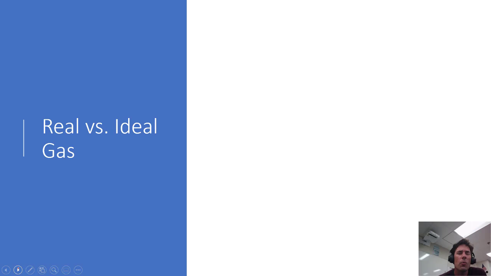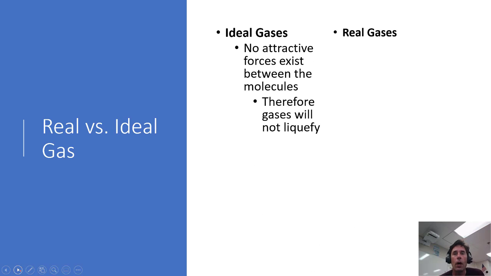Now, we don't live in an ideal world. We live in the real world, where bad things happen to good people, let's just say. But let's just say that we lived in an ideal world. Well, in an ideal world, an ideal gas would be one that has absolutely no attractive forces and will always remain a gas. It will never, ever liquefy.